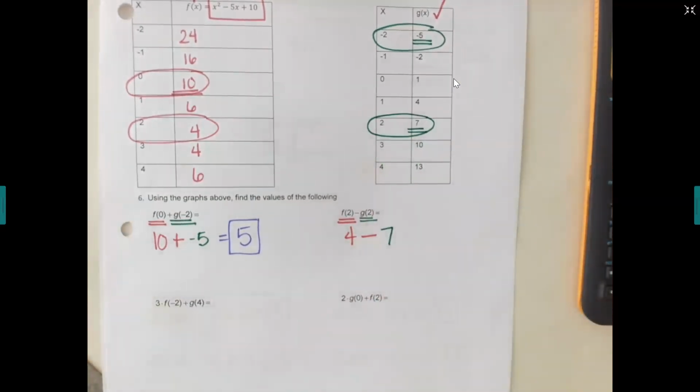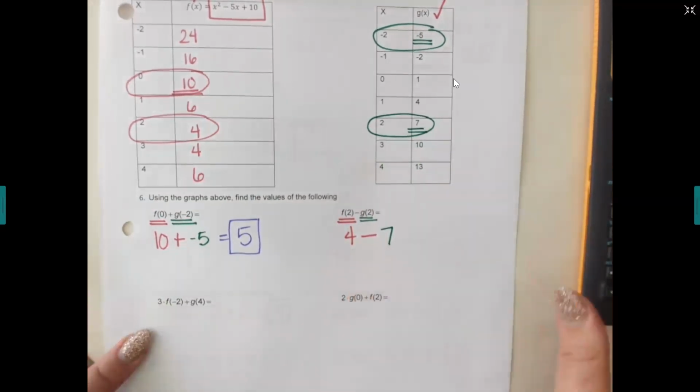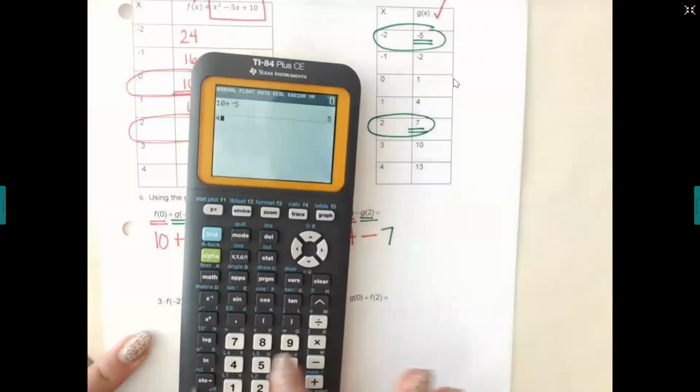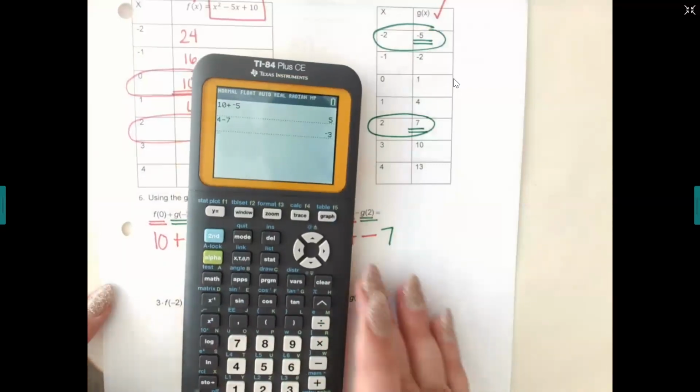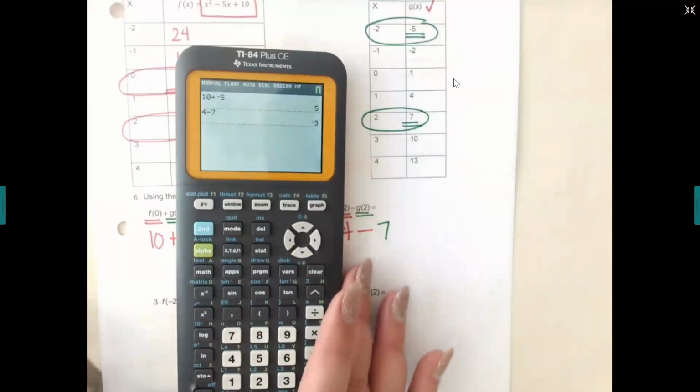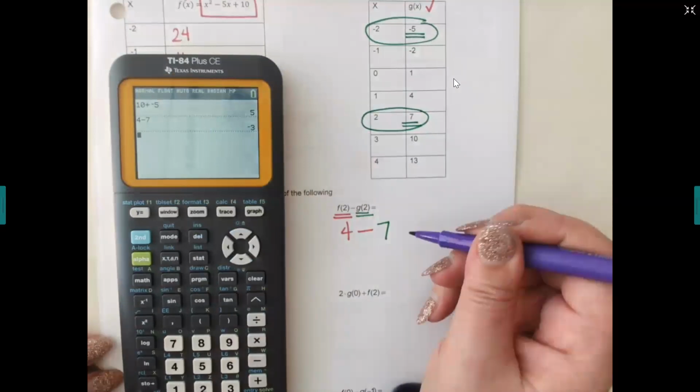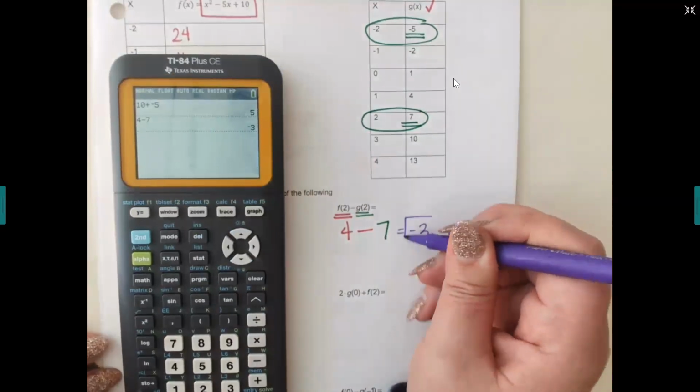And then I take those 2 numbers and I put them in the calculator. So type it in, 4 minus 7. So 4 minus 7, -3. Very good. -3.